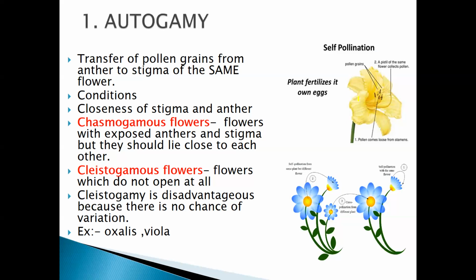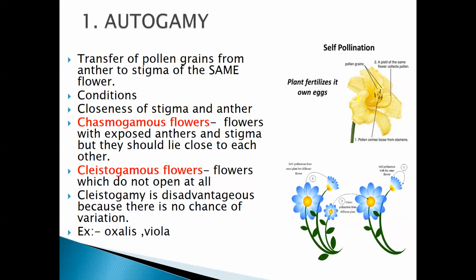So what happens here? The anther, the male reproductive part, is very exposed in the flower. You can easily see the anther there, and the stigma also, so that the transfer of the pollen grains can be done easily, but they lie close to each other. For example, in the hibiscus flower you have seen, the anther and the stigma and the pollen grains are very distinct there.